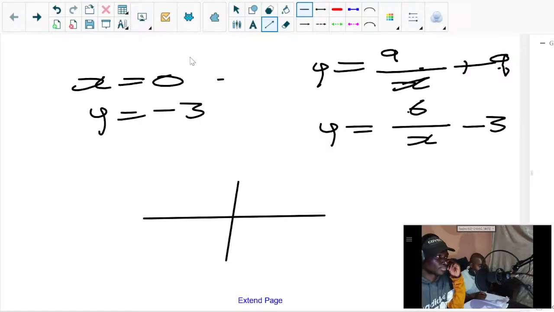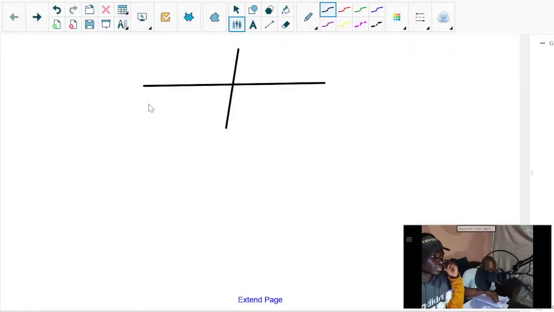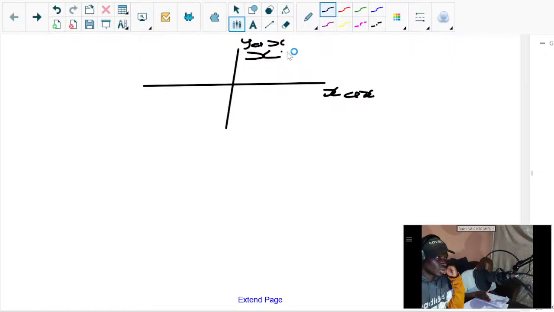So on our Cartesian plane, we have the y-axis and we have the x-axis. Now, on our y-axis, this is what learners should remember. On the y-axis, x is equivalent to 0. That's the y-intercept, x is equivalent to 0. On the x-axis, which is the horizontal line, y is equivalent to 0.